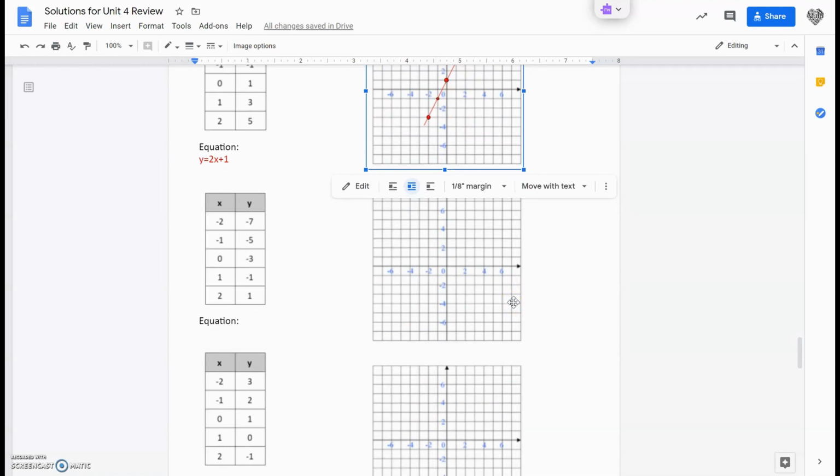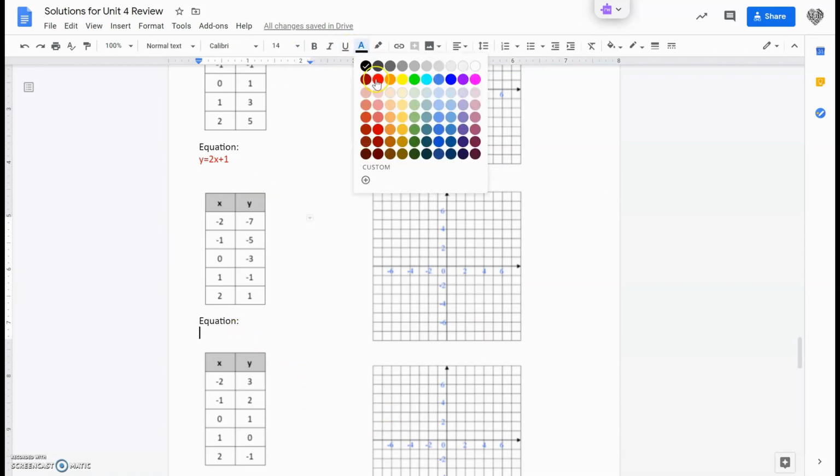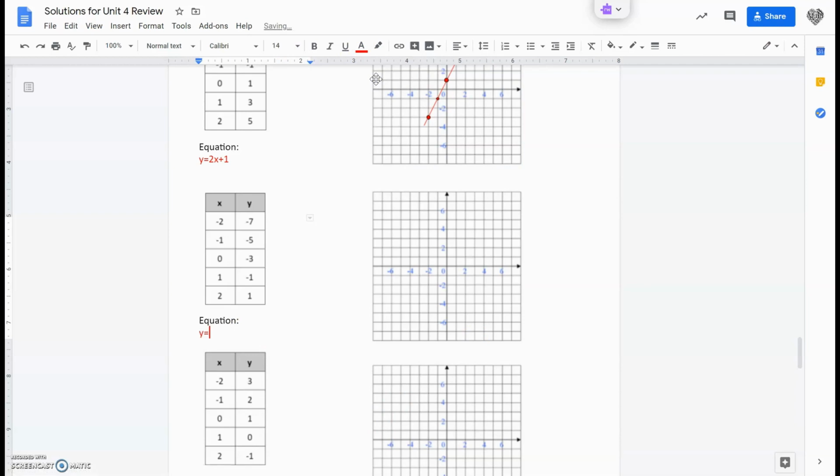So my values: x is -2, y is -7; x is -1, y is -5; 0 and -3; 1 and -1; and 2 and 1. So let's do our equation first. Get that part out of the way. So we can say y equals, so if you look at your values here, from -7 to -5, -5 to -3, -3 to -1, and -1 to +1, we're increasing by 2 each time.